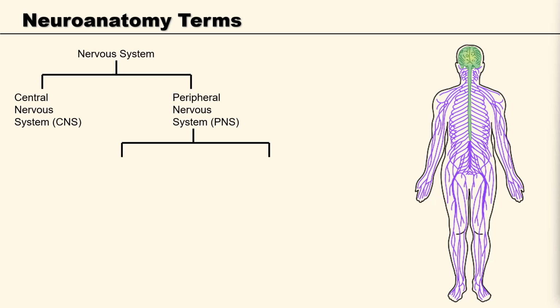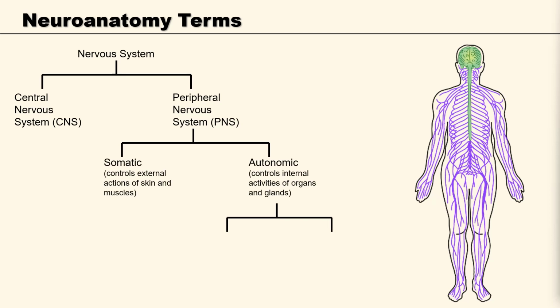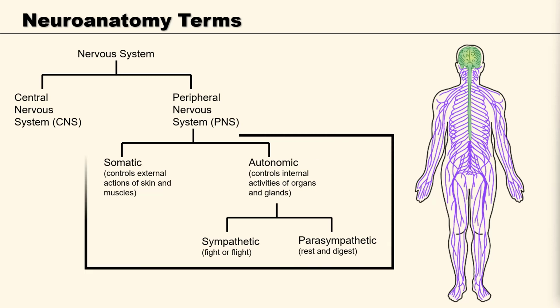The PNS is then further divided into the somatic nervous system, which controls the actions of the skin and the muscles, and the autonomic system, which controls the internal organs and glands. This is largely involuntary. We don't have much conscious control over the autonomic response. The autonomic nervous system is further subdivided into the sympathetic and parasympathetic divisions. Let's go and recap the somatic nervous system so we can fully appreciate what we will see with the autonomic nervous system.